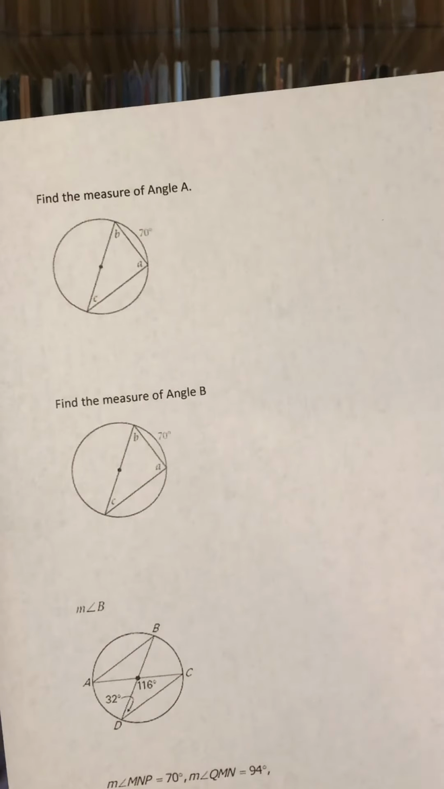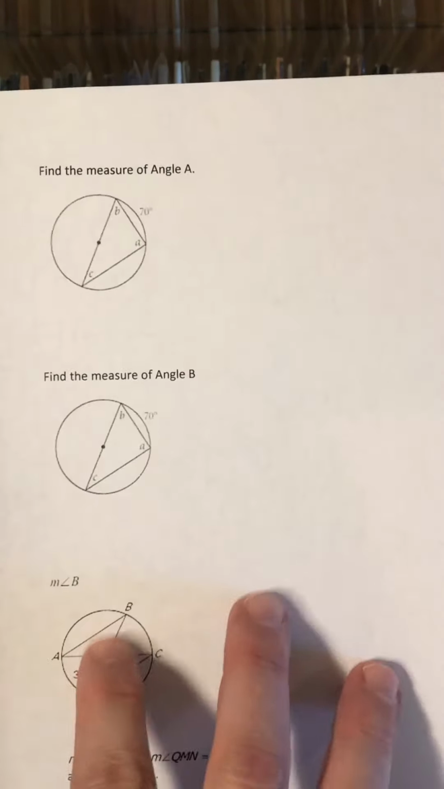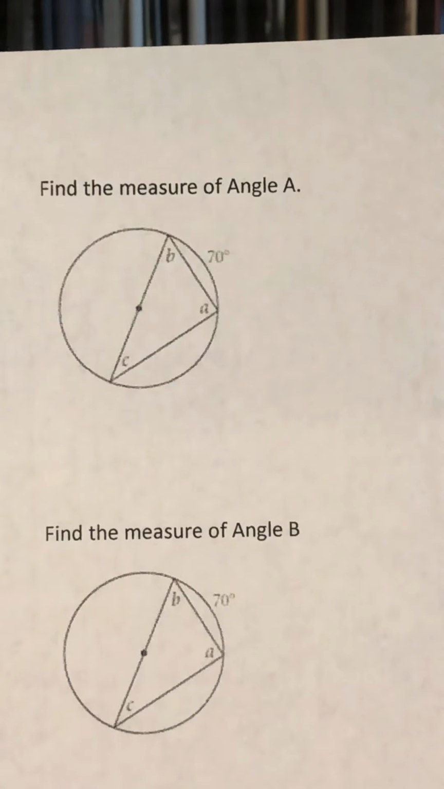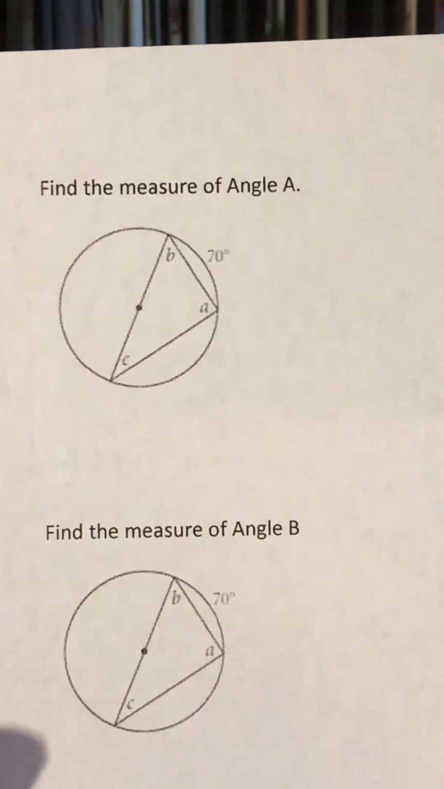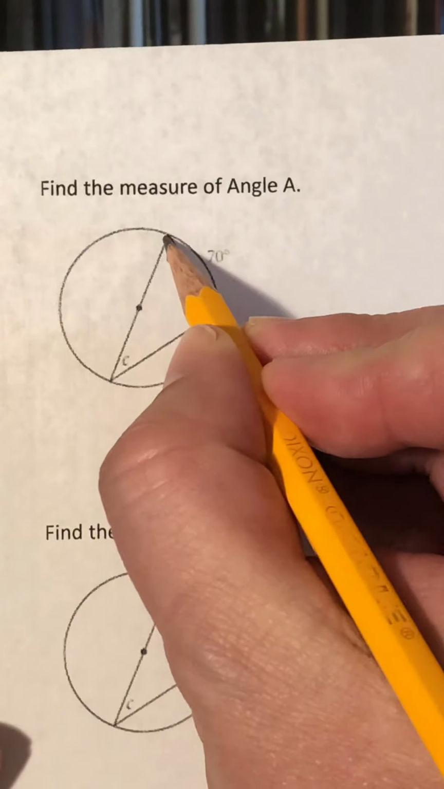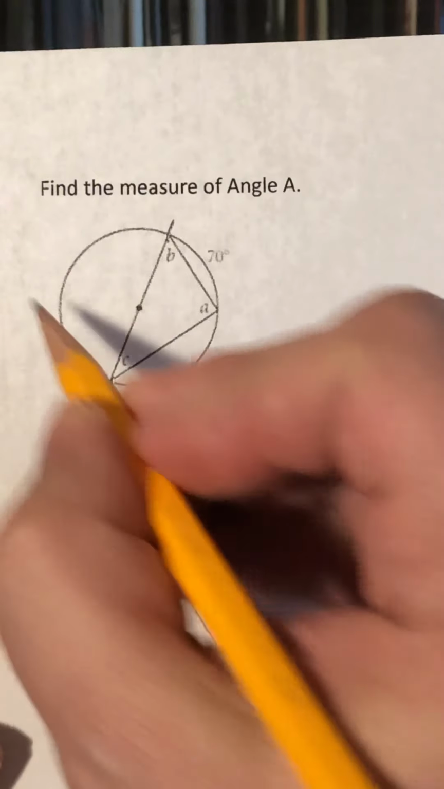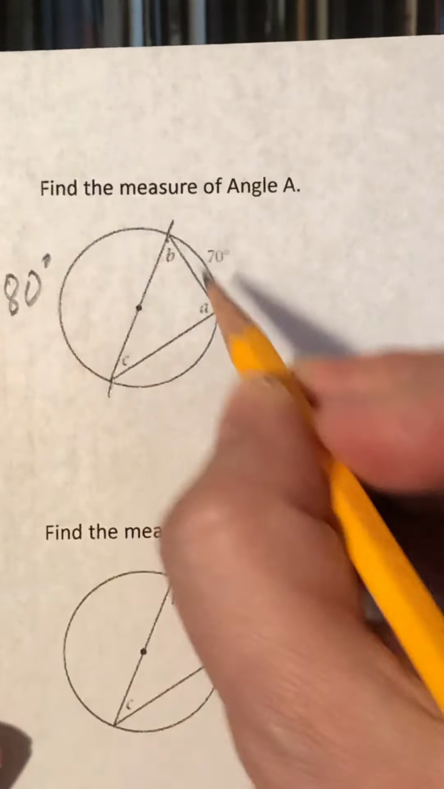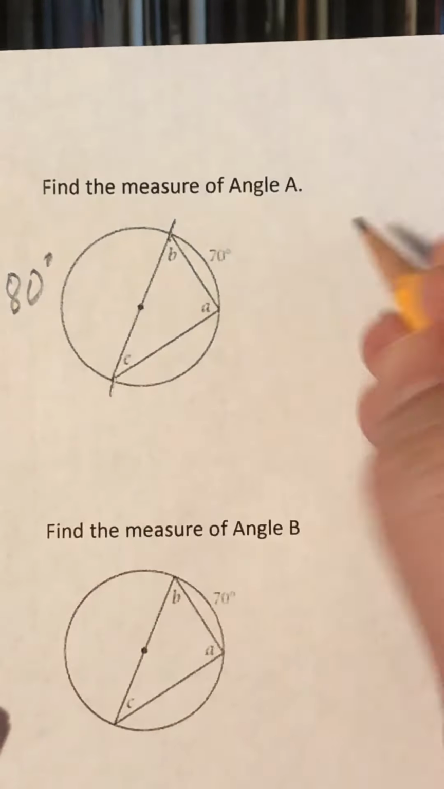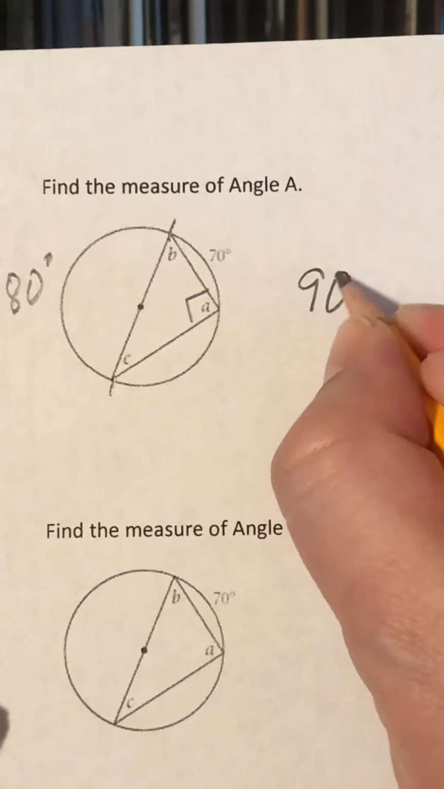It says, find the measure of angle A. Let me zoom in on that a little bit. So find the measure of angle A. All right, well, there's a theorem that states that if a triangle is inscribed in a circle and one side is the diameter, then it's a right triangle. And that makes sense because remember, a semicircle is an arc that measures 180 degrees, and A would be 1/2 of that 180 degrees, so it'd be 90 degrees.